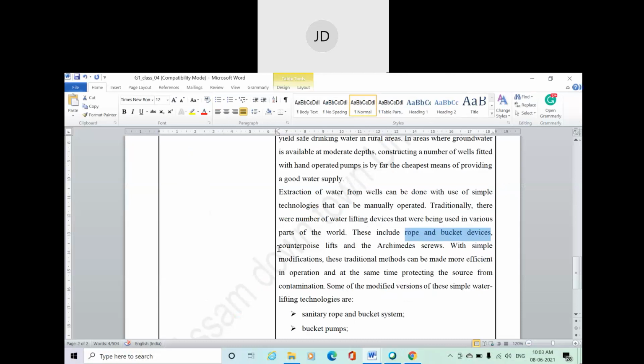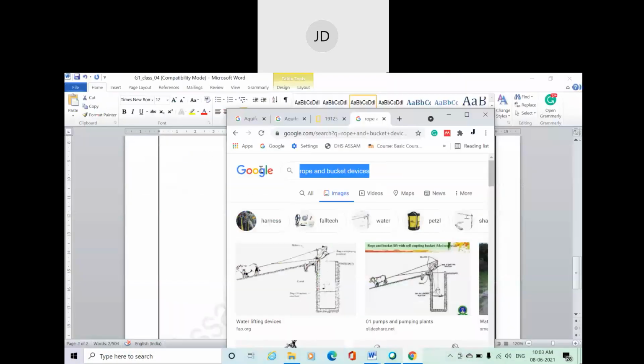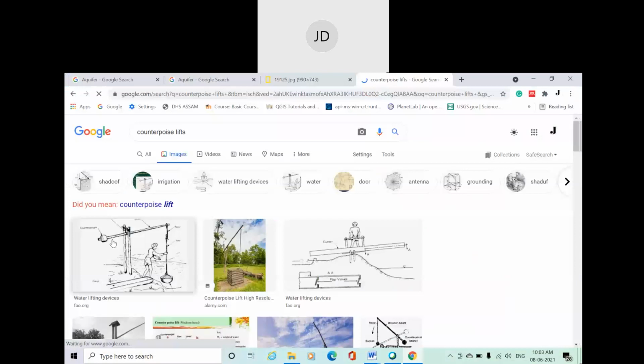From the image you will understand. Counterpoise means a counterweight is added here. A counterweight is added here, and from this you can collect the water, right?